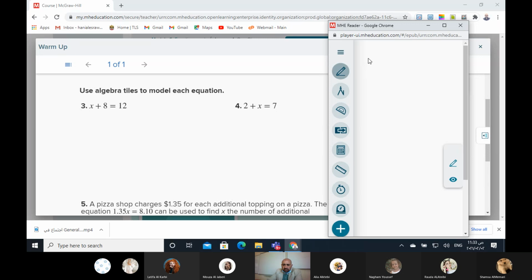Now we have here 2 plus x equal 7. What is the value of x? Mr., is it 5? Great, 5. So remove 2 from the two sides, minus 2 here and minus 2 here. Mr., I'm Alia. My answer is 5. Great. So minus 2 and plus 2 will be 0. So x equal 7 minus 2, which is 5.